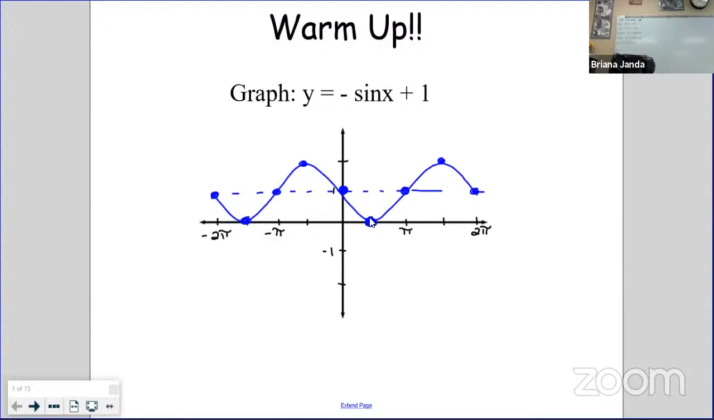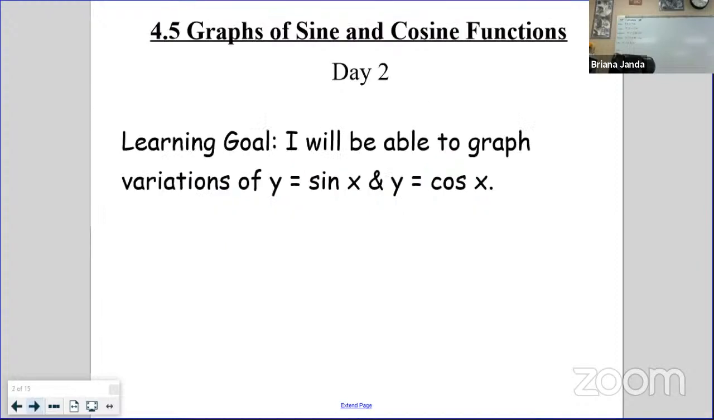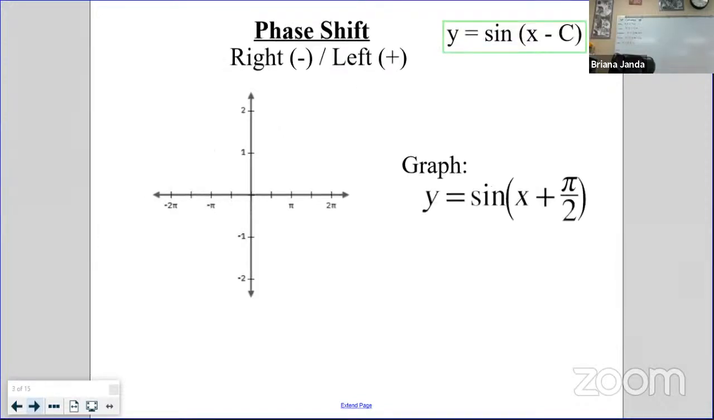Today, we're gonna get the last of our transformations. So things that we have not looked at are a horizontal shrink or stretch, and also a horizontal shift, right or left. So we're gonna add that in today. Jumping into that, a horizontal shift, right or left.